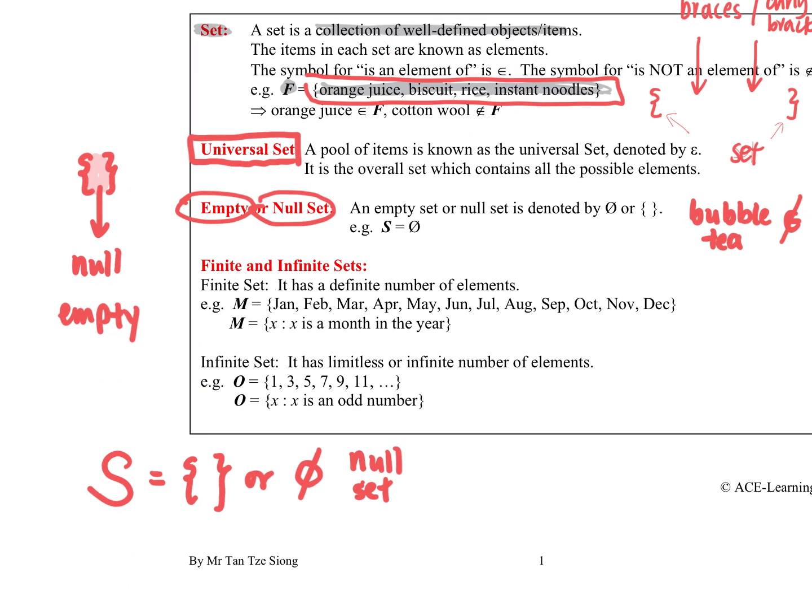Okay, then another thing is finite and infinite set. If it's finite, it's things that are countable, like months in a year.